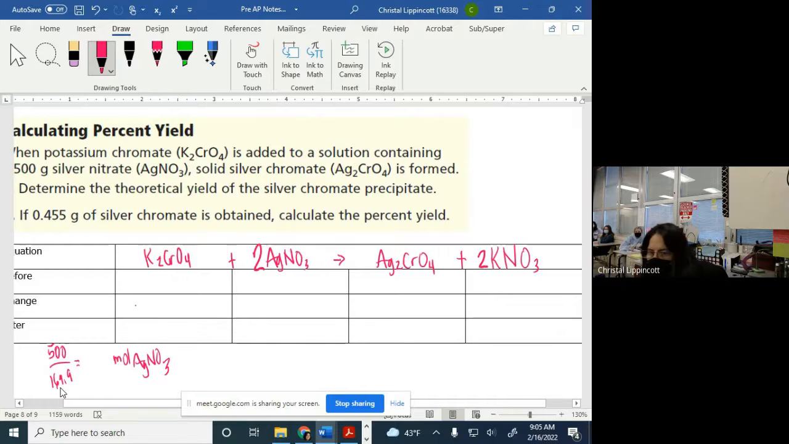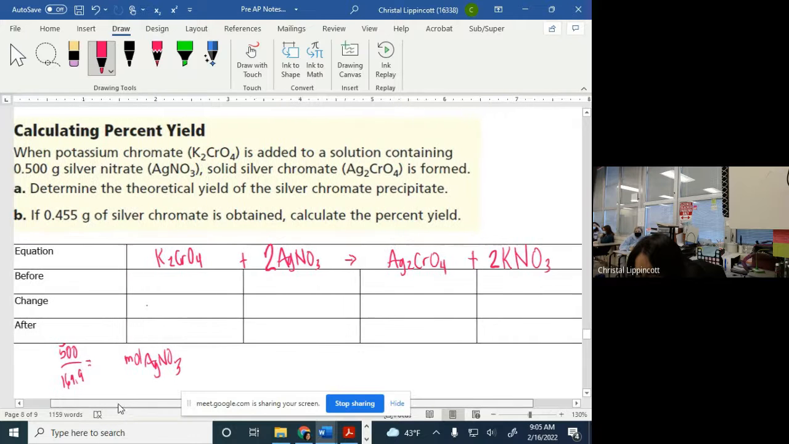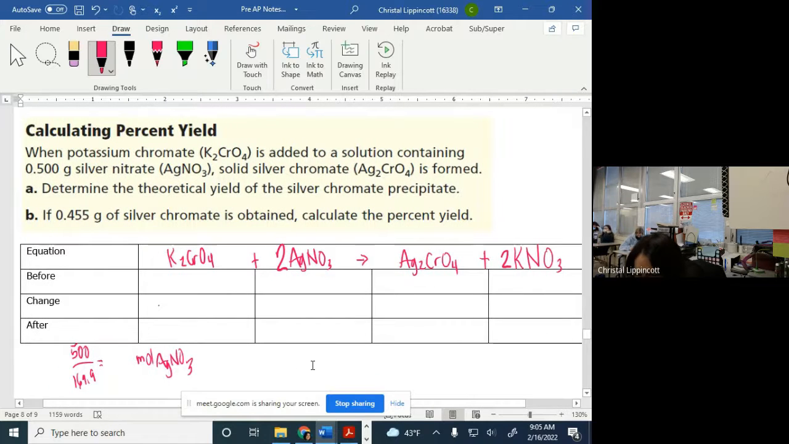It's 0. It's 0. Oh, did I got a scoochie. Oh, it's 0.5. That would make a little bit of a difference, huh? So 0.5 divided by 169.9. All right, there we go. Couple place value differences there. So 0.00294.